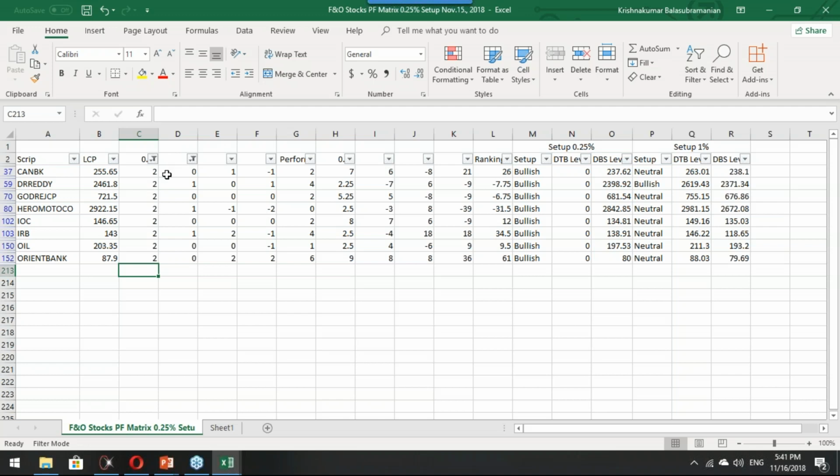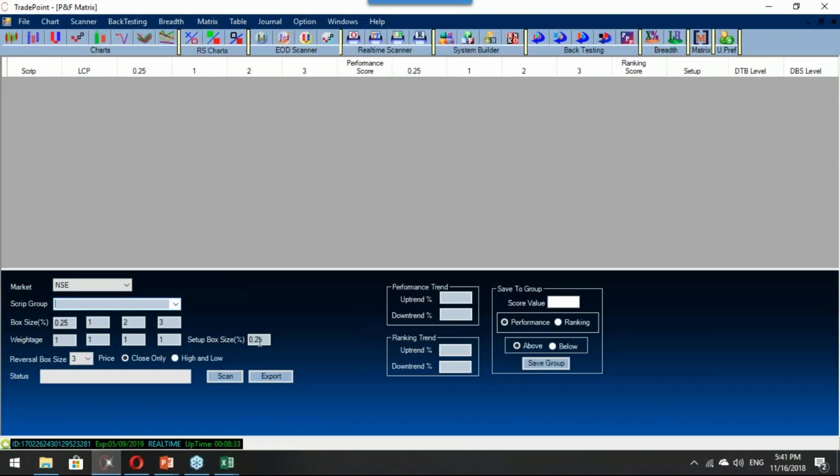Can we take a setup on 0.15%? Absolutely. You can choose whatever setup you want. The only thing is, if you want to compare across two different box sizes, then you'll have to run the setup twice, or run the scanner twice. You can use any box size here. It doesn't really matter.